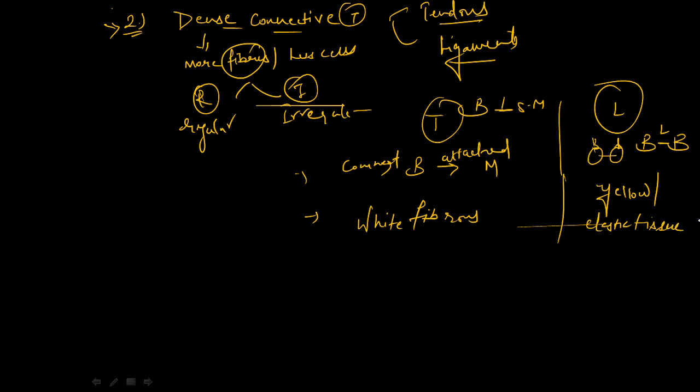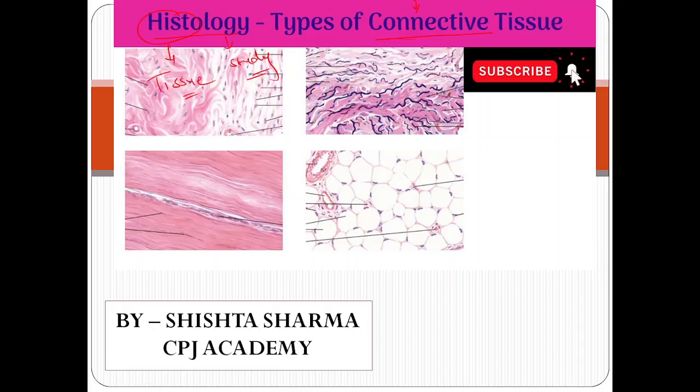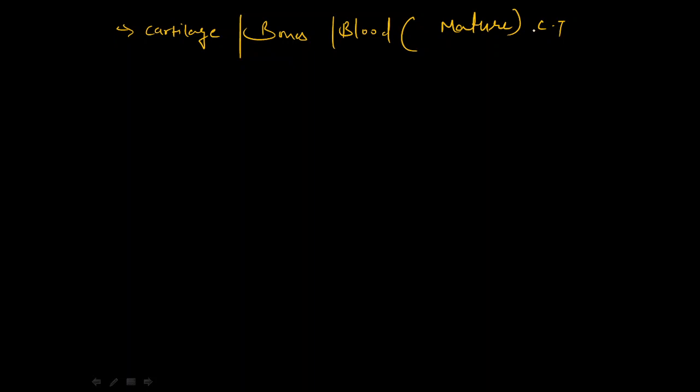See, in the starting I told you there are two types, loose and dense, and in terms of specialized we have blood, bones and cartilages too. No doubt they are mature kinds of tissues, so let's have a look at those also. We have cartilage, we have bone and blood. They all are mature connective tissues.